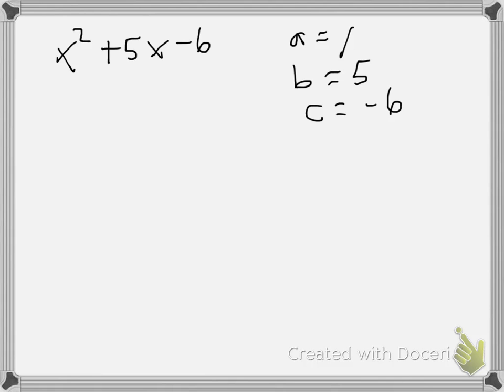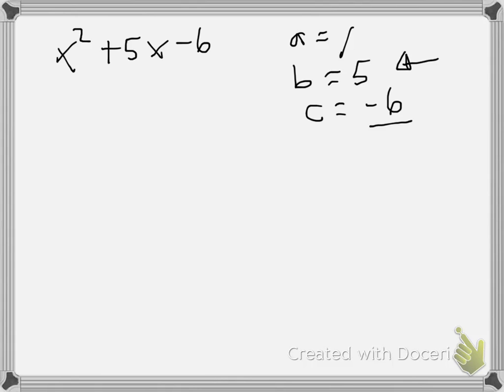Let's say we have x squared plus 5x minus 6. Well, we know that a equals 1 because it's the number that comes before x squared. B equals 5 because it's the number that comes before x. And c equals negative 6 because it's the number that comes last on its own. So we want to find multiples of c that when added together give us a 5. So multiples of negative 6 that when added together give us a 5.